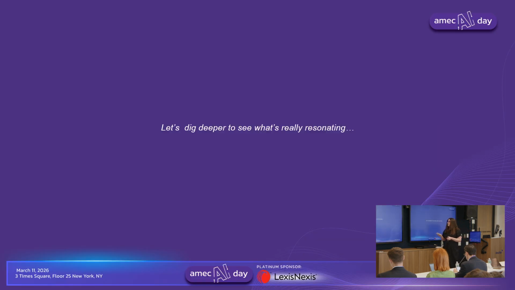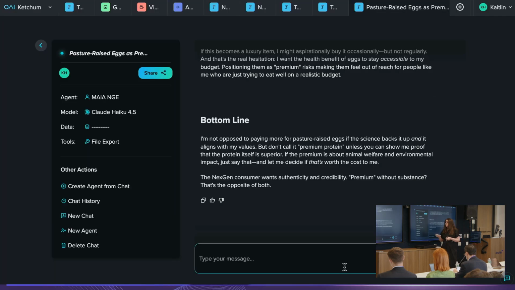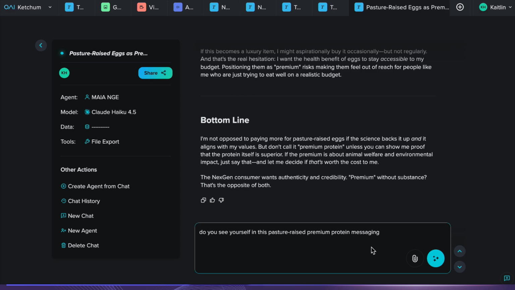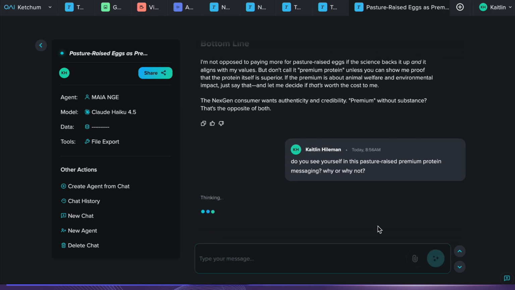One of the best things about working with synthetic audiences is you can go as deep as you want and keep asking them questions. I want to illustrate some of the different types of questions we can ask her. We want to go deep into her psychographics, her personality, things more personal to her identity. We're asking her here, do you see yourself in this messaging? Is it going to click and resonate? And asking her to explain why or why not.